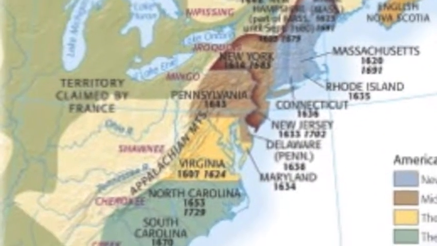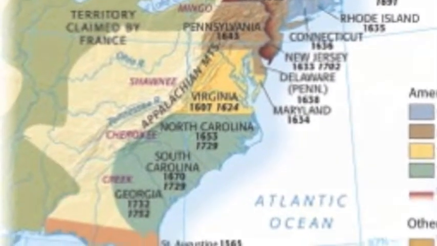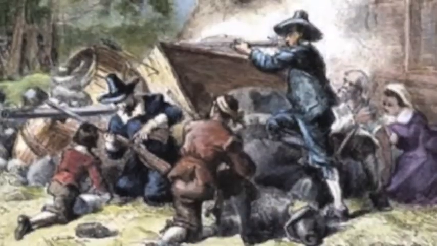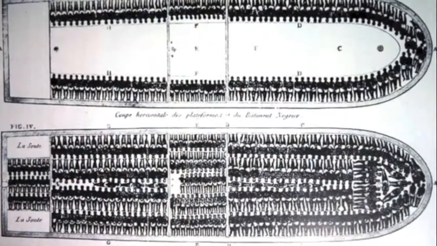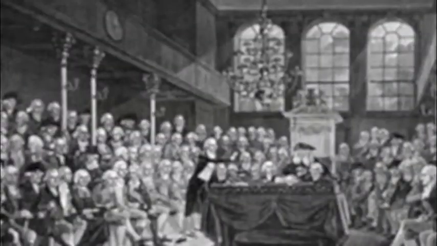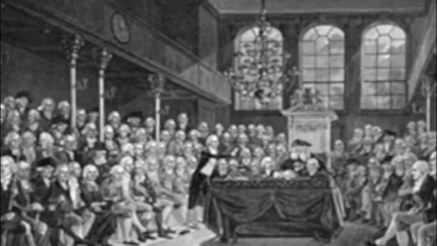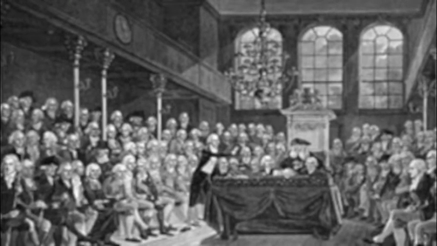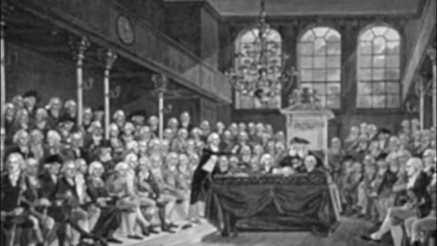Okay, we've talked about the founding of the 13 colonies, the conflicts that colonists had with Native Americans, and the Atlantic trade system. So now we need to briefly mention the relationship that colonies had with England, or more specifically, British Parliament.